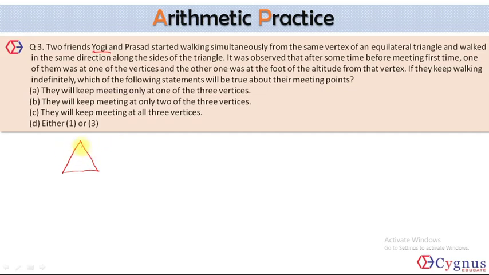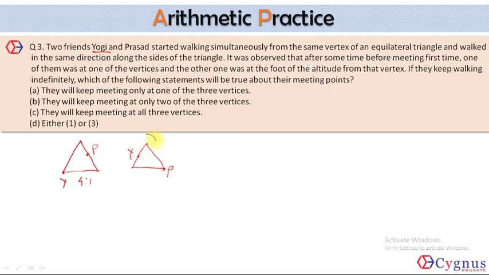First case, let's say Yogi will reach here. And by that time, Prasad will reach here. Now, as I told you, that side of the equilateral triangle is 2 centimeters. So when Prasad will reach the midpoint of the first side, by that time, Yogi will be here. So Prasad has covered 1 unit while Yogi has covered 1, 2, 3 and 4. So the ratio of their speed should be 4:1.